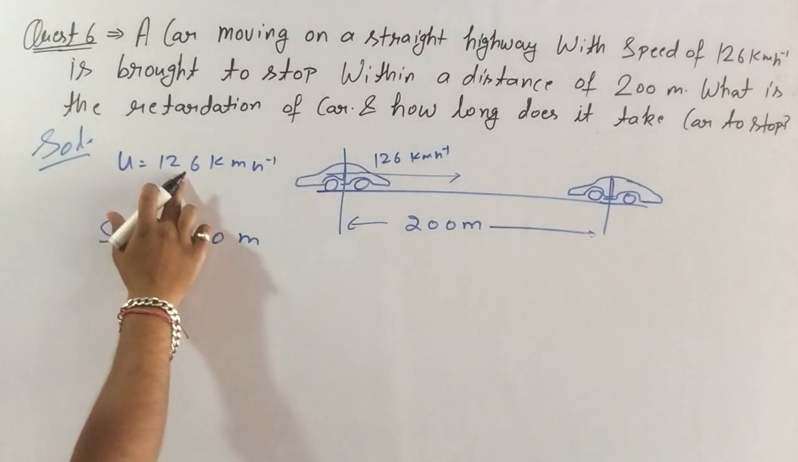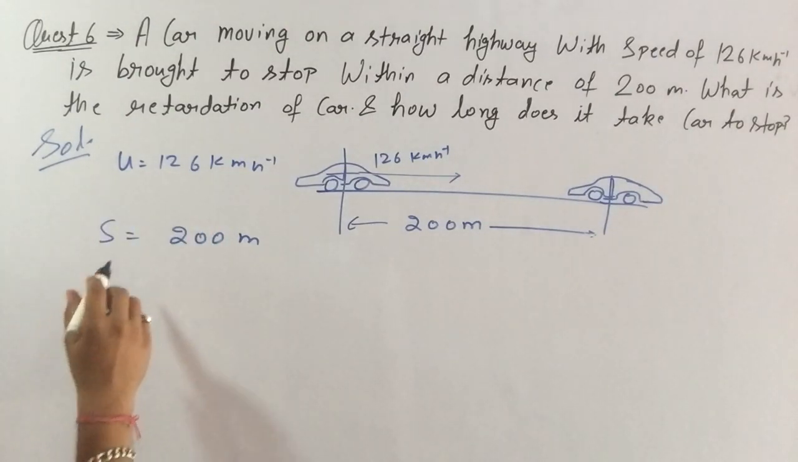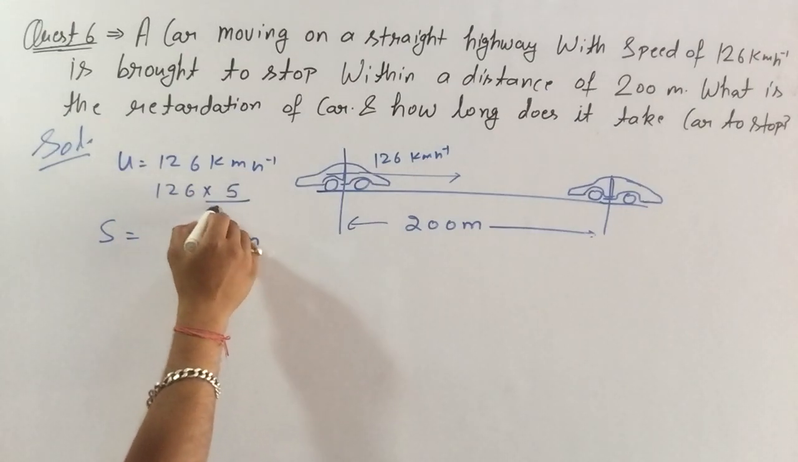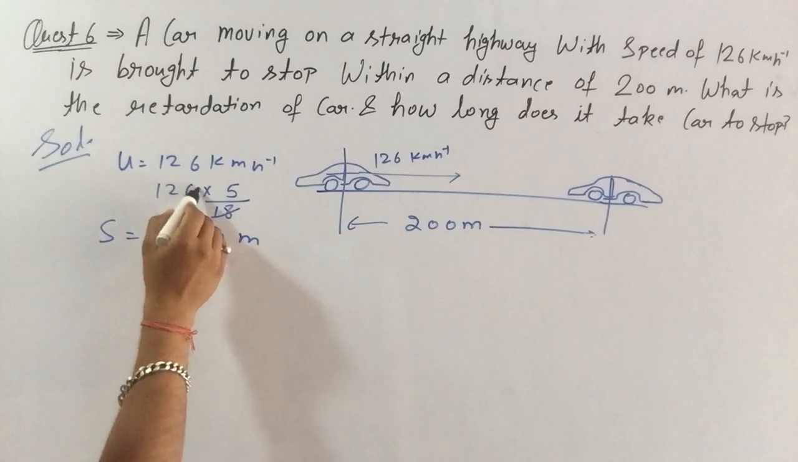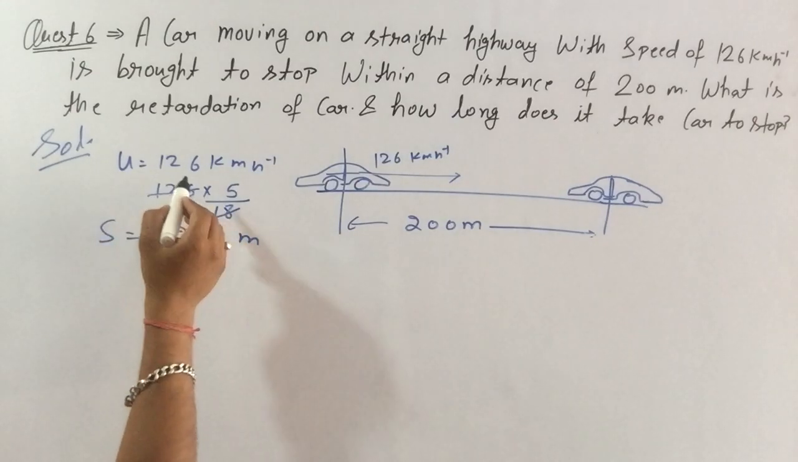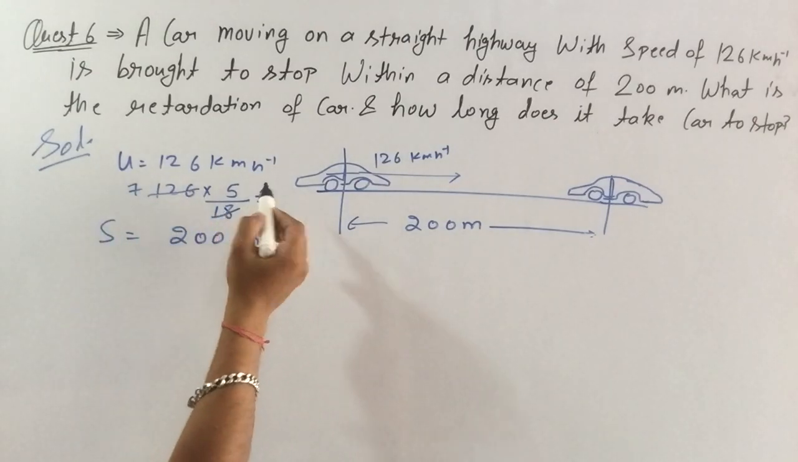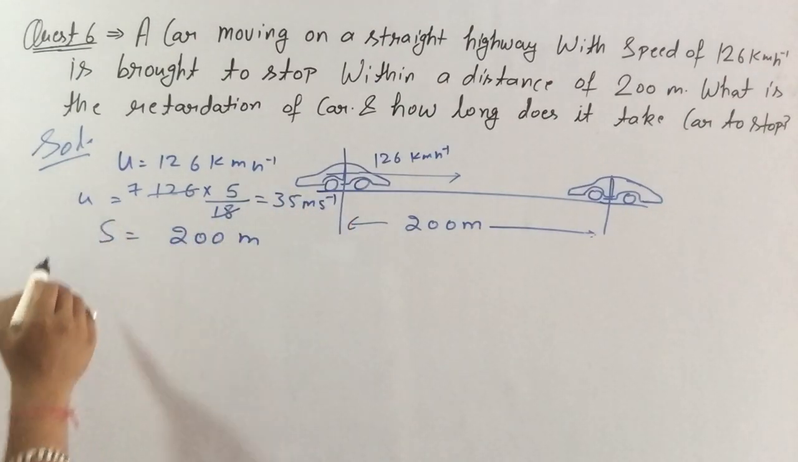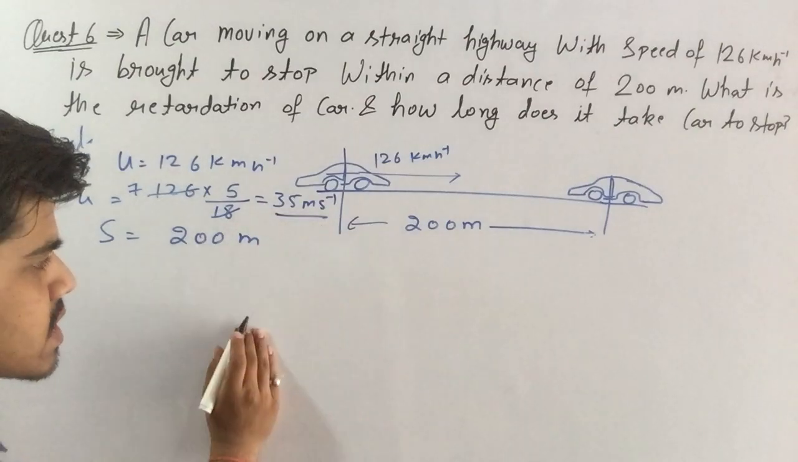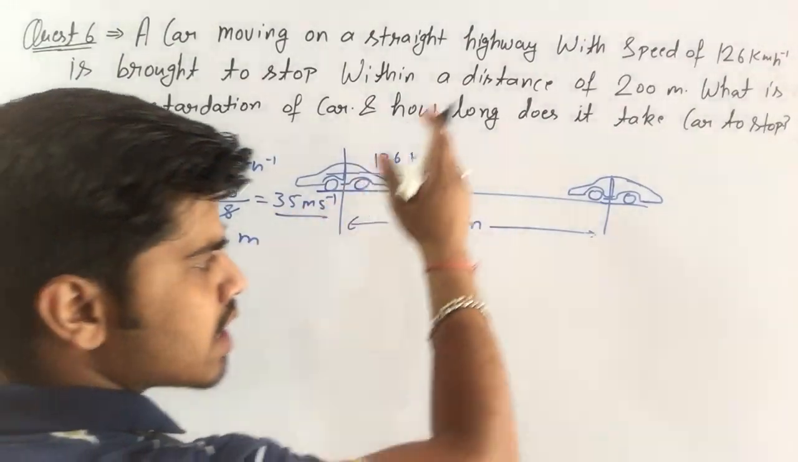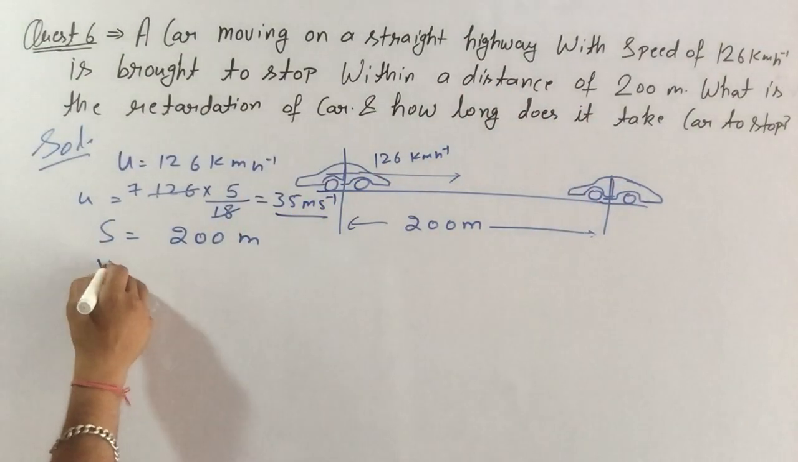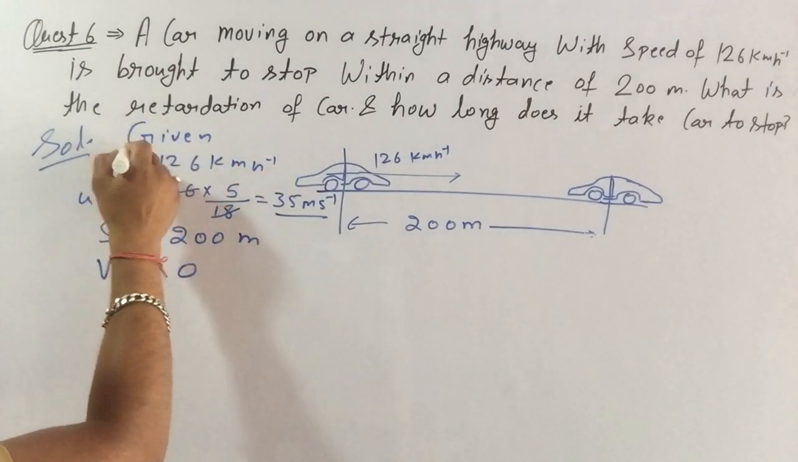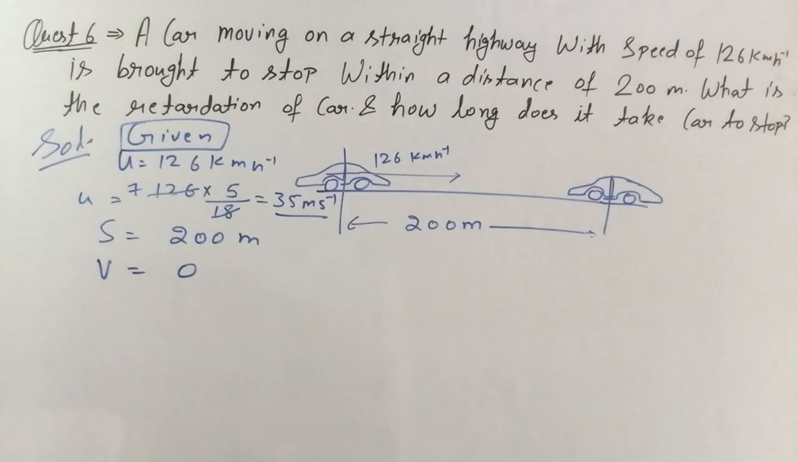So first convert this speed into meters per second. We have to multiply it by 5 by 18. Now this is 7 times 5, 35 meters per second. Can I write u is equal to 35 meters per second? And if the car is brought to stop, then the final velocity is 0. This is given in this statement.